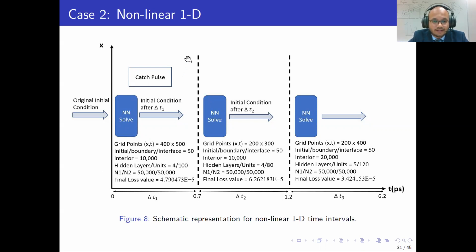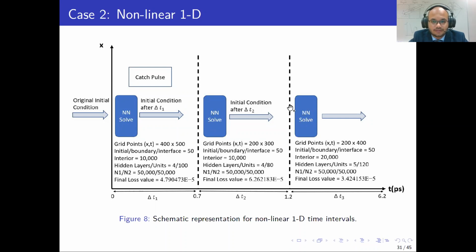So once we got that result, we feed it in as the initial condition for the next time interval, where we use a lower resolution grid, and we select 50 grid points from X and T for the initial, boundary, and interface, and 10,000 for the interior. And then we use 4 hidden layers with 80 units each, and the same number of iterations as before, and we get a final loss value of 6.2 times 10 to the power minus 5.